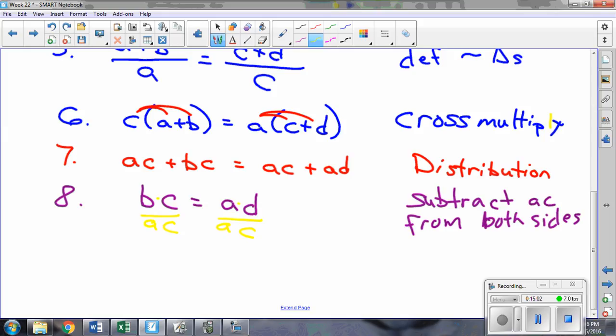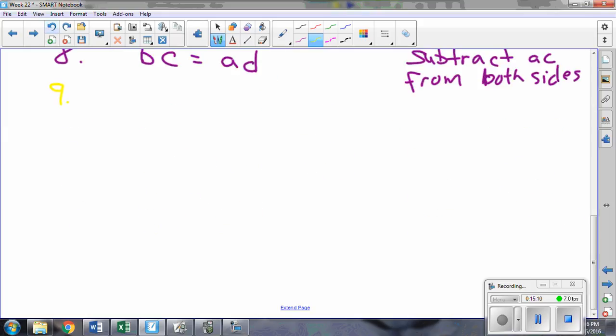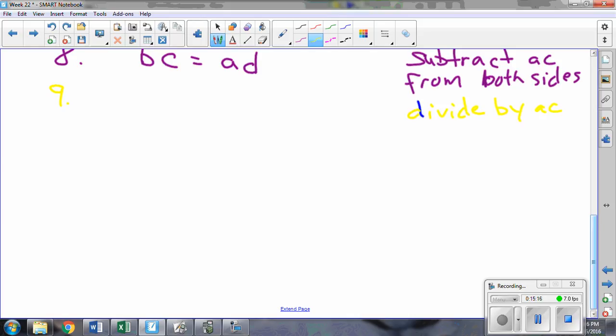This is actually going to be our next stage. What we will have, if we divide both sides by AC, as I had just written, we see that we wind up with BC over AC equals AD over AC.